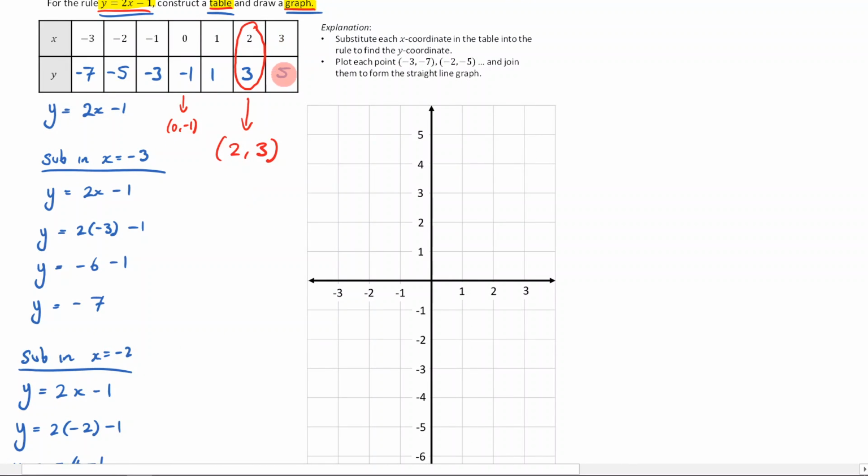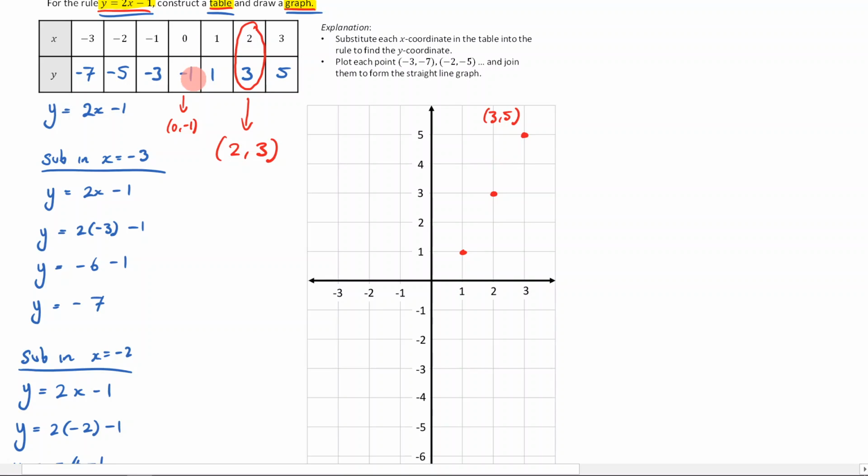Let's start with 3, 5. So this is the coordinate when x is 3, y is 5. So I would come here. That's the coordinate 3, 5. And then we keep on going. The coordinate 2, 3. So x 2, y 3. The next one is 1, 1. That's an easy one.